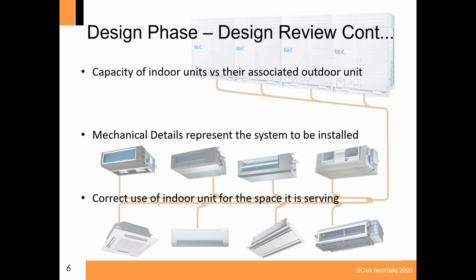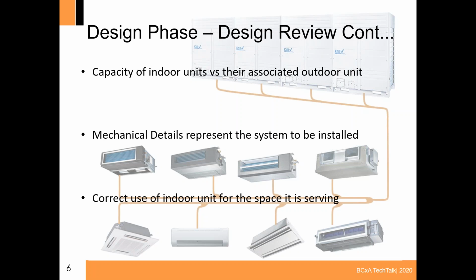Other things to look for is the mechanical details. Make sure they represent the system to be installed. There's so many times that I see on the project, there's wall-mounted units, cassettes, ducted units, and the outdoor units, and there's not a detail for any of them. So that's something just to verify, that each one of those has its own detail so the contractor knows how to install it. And in case there's anything extra that the engineer wants in there, they'll know in the details.